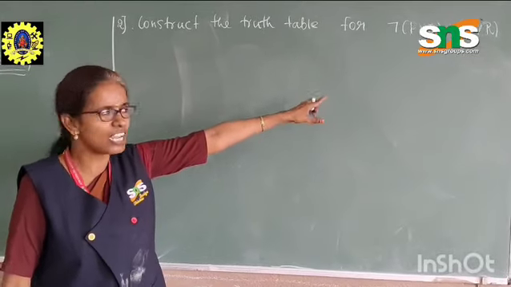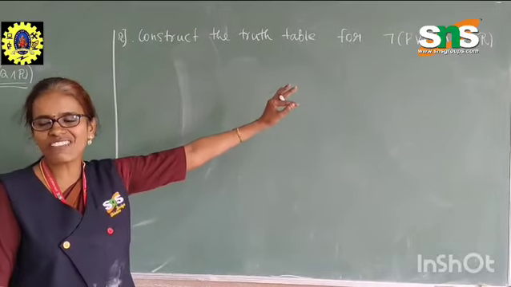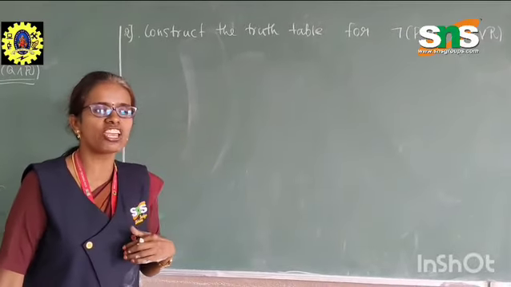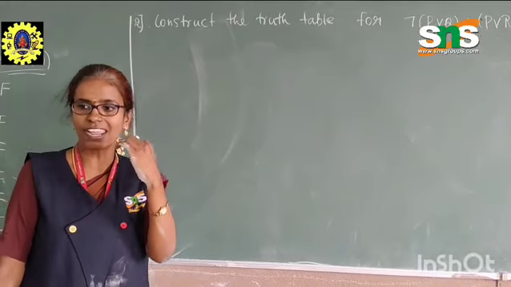This is the expression. Now you check how many variables are present in the expression. Totally we have 3 variables P, Q, R. That means how many combinations? Yes, 2 power 3, which is 8 combinations. Totally I have to write 8 rows.